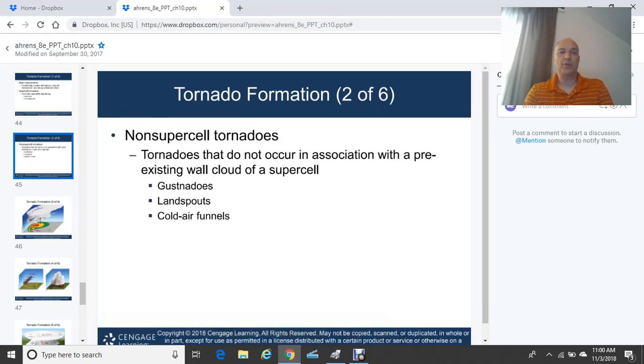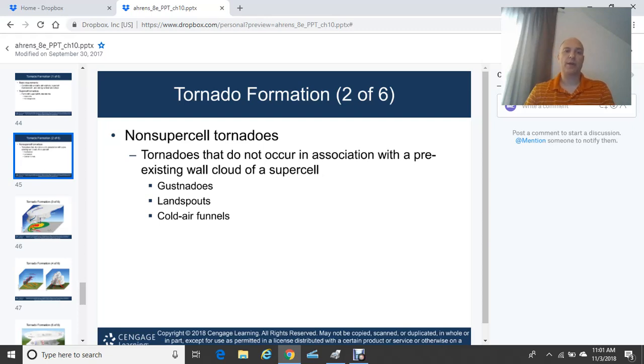Non-supercell tornadoes, those also can occur. So, yes, supercell thunderstorms typically produce the most tornadoes, but you can also get what's known as non-supercell tornadoes. These are tornadoes that do not occur in association with the pre-existing wall cloud of a supercell. Examples of non-supercell tornadoes include gustnadoes, which typically form along the leading edge of strong downbursts of wind pouring out of a thunderstorm, landspouts, and then cold air funnels.